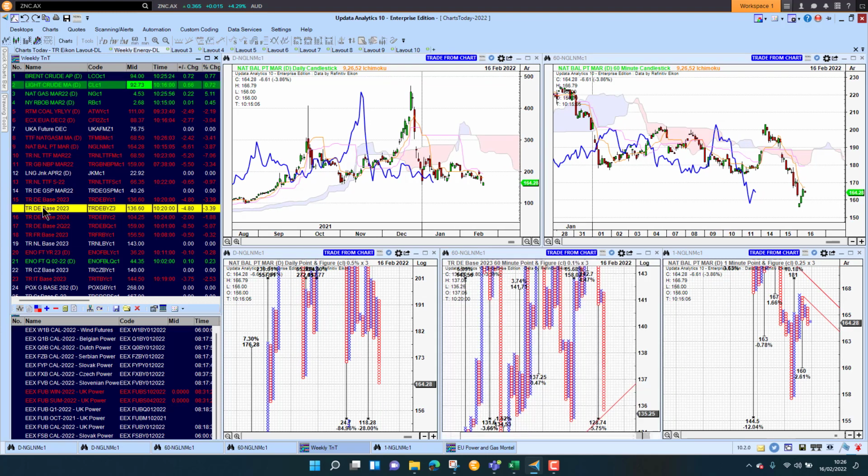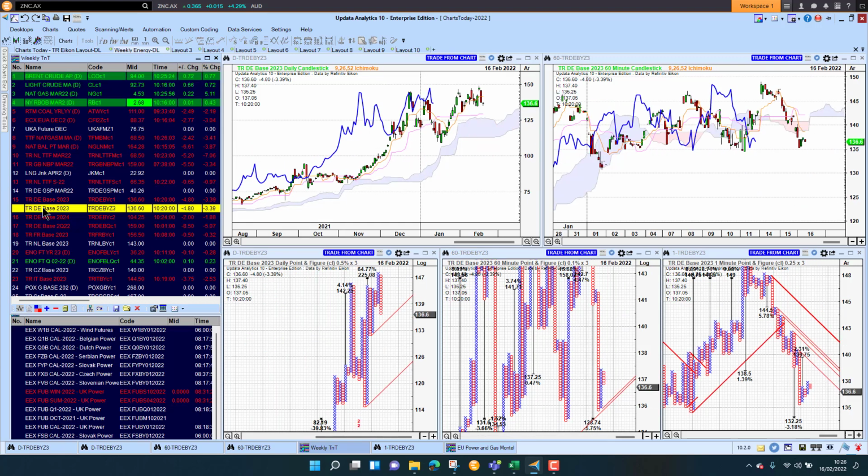And if we look at German power, down 3% this morning, breaking back below the cloud, and we have got some downside targets there as well. That's it for today. Keep an eye on those price targets on your 1 minute charts.